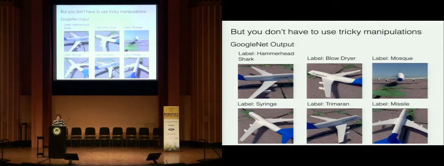So here, we used a computer graphics engine to render different poses of this airliner, and you can see the output of GoogleNet here: hammerhead shark, blow dryer, mosque, I'm not sure how that one was mislabeled, syringe, trimaran, missile, maybe plausible, but certainly no human would assign a label like that to these images. And I'm showing you here 6 images out of millions of images that have all been misclassified.